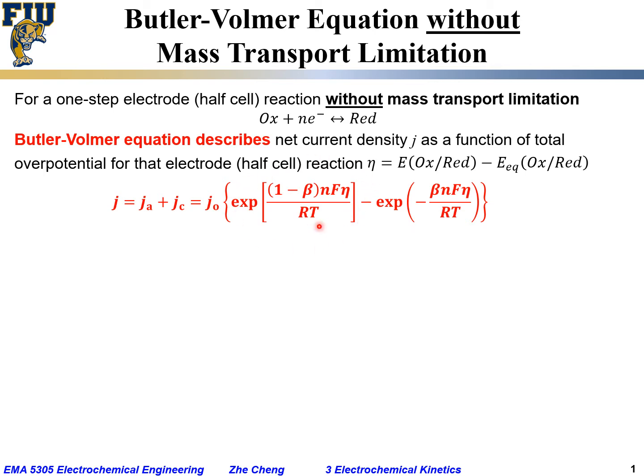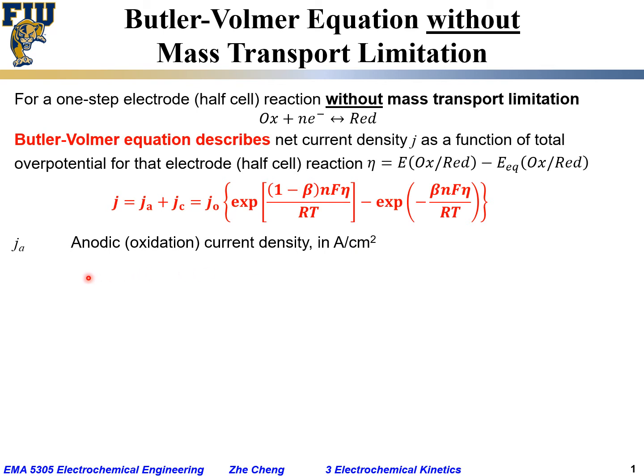This term corresponds to the anodic, and this minus exp minus beta N F eta over RT gives the cathodic portion, and beta, as we said, would be the symmetry factor, eta the overpotential, N the number of electrons transferred, and RT.